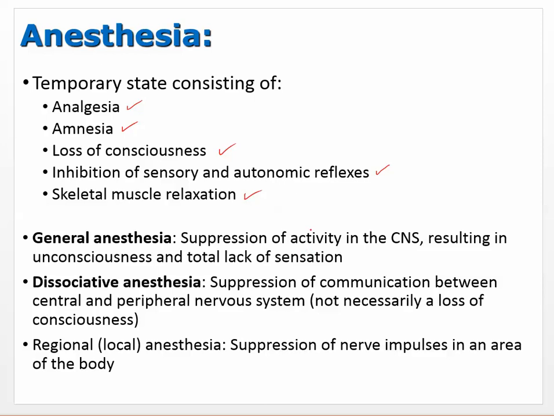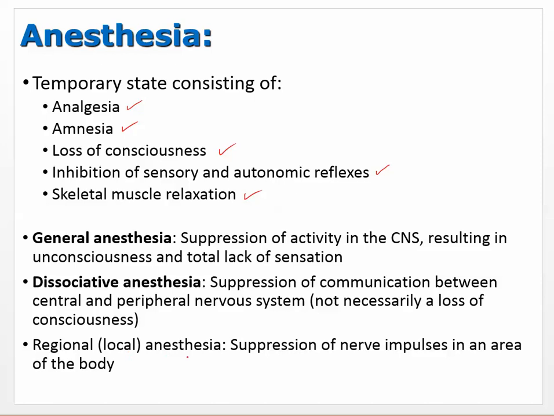And it usually takes several drugs to get there, which is what we're going to talk about here. So general anesthesia is suppression of activity in the central nervous system, resulting in unconsciousness and total lack of sensation. So this is an unconscious, you're out kind of anesthesia. Dissociative anesthesia might be where you see some people that are maybe getting nitrous or something, where the communication between the brain and the peripheral nervous system is suppressed. There may not be a complete loss of consciousness, but there is definitely something going on there. And so it's defined as a suppression of communication between the brain and the peripheral nervous system.